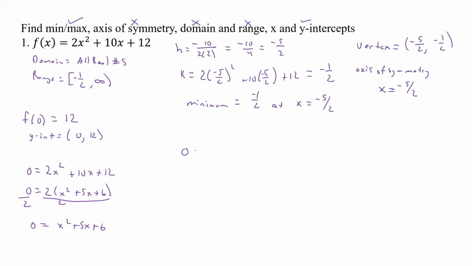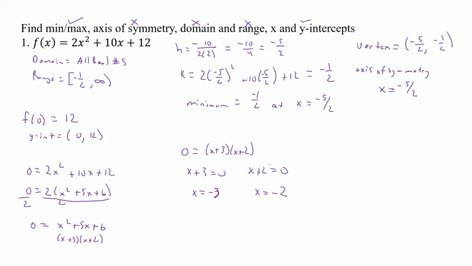Which then, can I factor that? Well, that's going to be x plus 3, x plus 2, it looks like. And so if I FOIL it out, it's x squared plus 3x plus 2x, that's 5x plus 6. And so now I set x plus 3 equal to 0 and x plus 2 equal to 0. So x equals negative 3 and x equals negative 2.